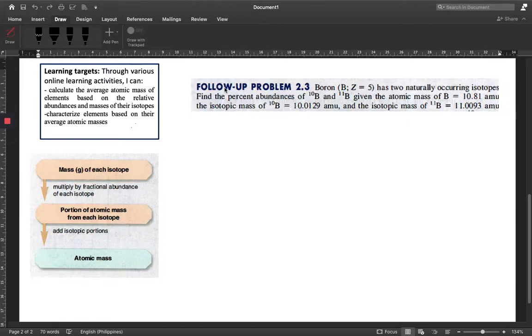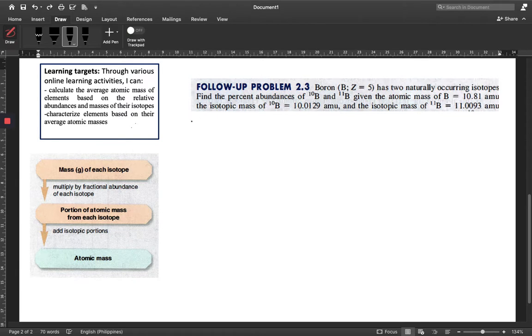Hi everyone, this is a follow-up example on relative atomic masses. We have the following learning targets, still the same: calculate the average atomic mass, or solve problems regarding average atomic masses. Okay, so we have this follow-up problem to the ones we had in silver.